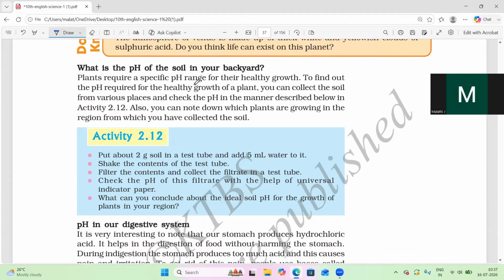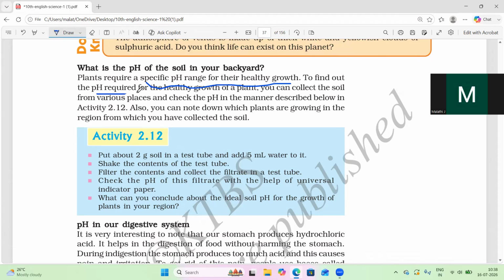On our side we cannot grow all the crops because of the pH of the soil. If the pH of the soil is too high or too low, then only a few crops can survive. When the soil pH falls to a more acidic value below 7, this happens. Plants require a specific pH range for healthy growth.